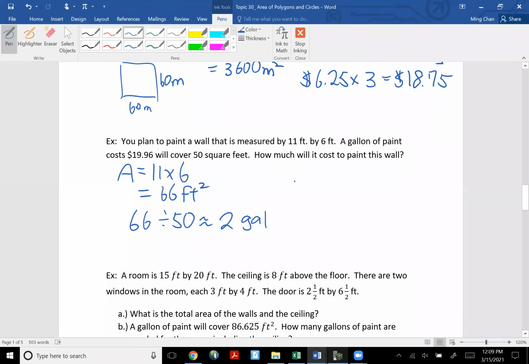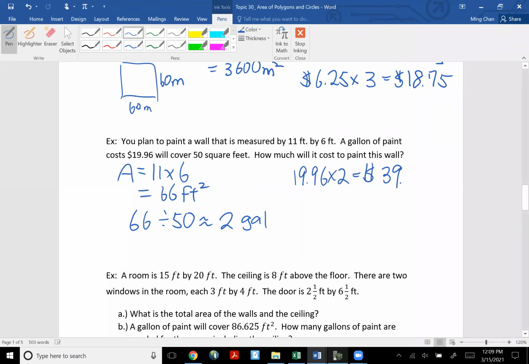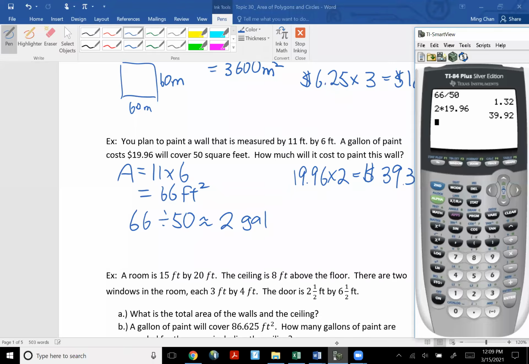So 1 gallon is 19.96 times 2 gallons. That will tell me my total amount. Okay, no, 39.92. Excuse me.